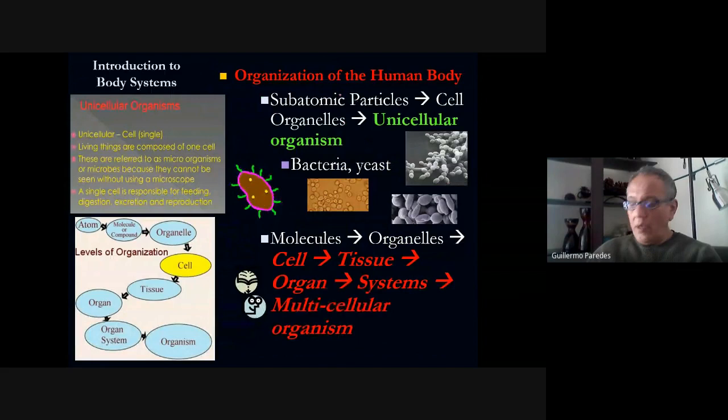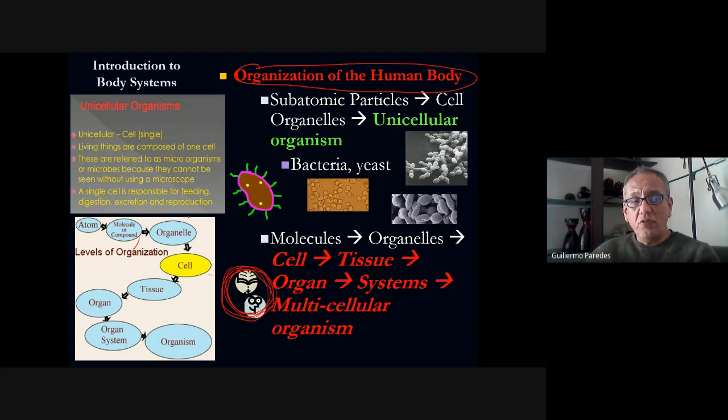Talking about the introduction to body systems, we are going to talk about the organization of the human body. We are going to organize from the smallest structures to the largest structures, okay? From the smallest to the largest structure. And you see here, this means open eyes, open ears, okay? All right, so the organization is going to start from the atom.